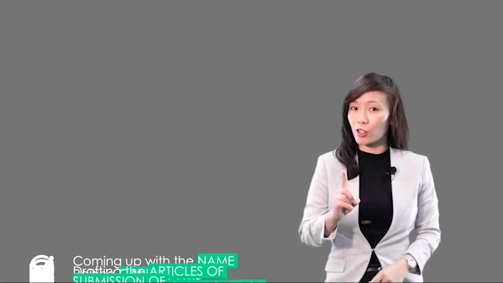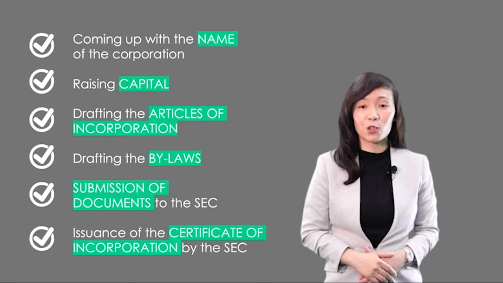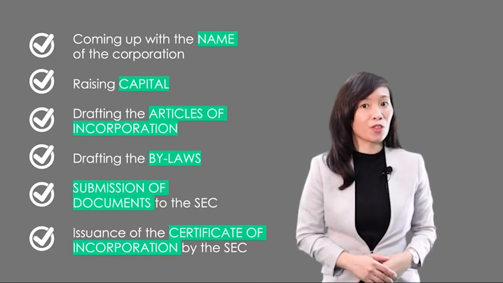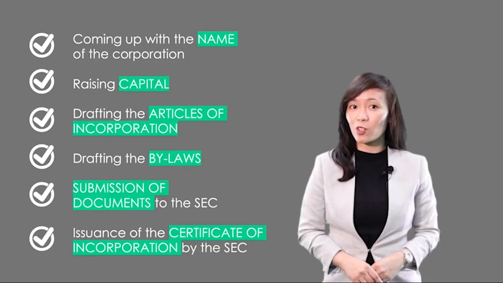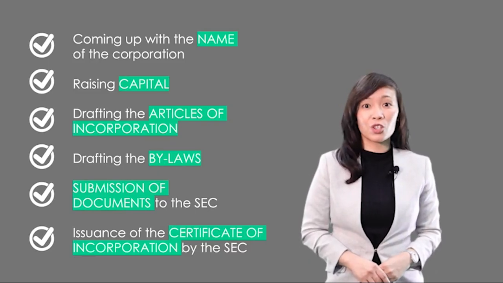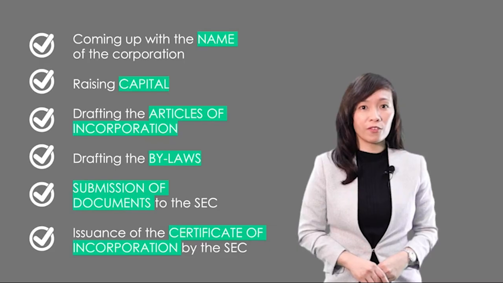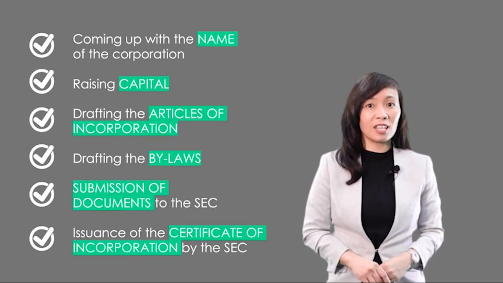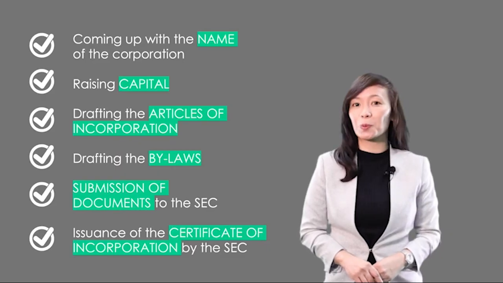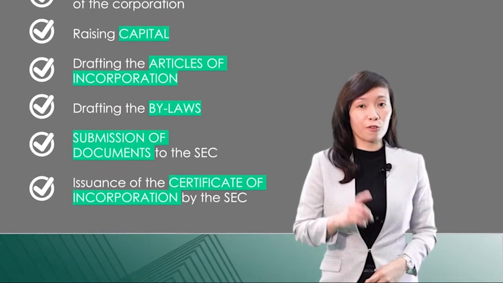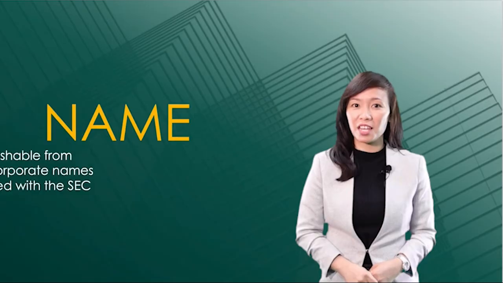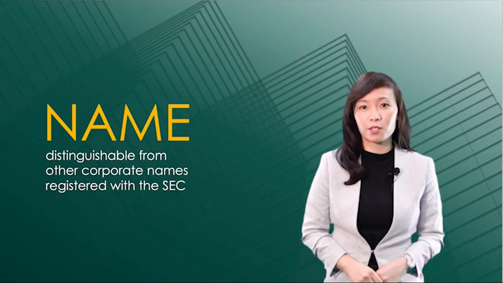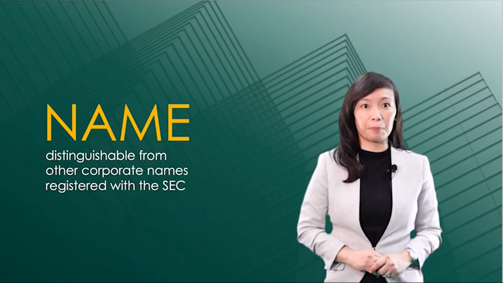Incorporation involves, first, coming up with the name of the corporation; second, raising the capital; third, drafting the articles of incorporation; fourth, drafting the bylaws; fifth, submission of documents to the SEC; and sixth, issuance of the certificate of incorporation by the SEC. First, you decide on the name of the corporation. The following are some rules you must observe in coming up with the corporate name.